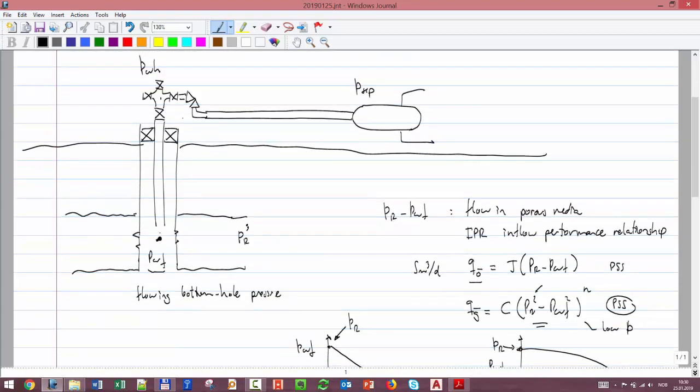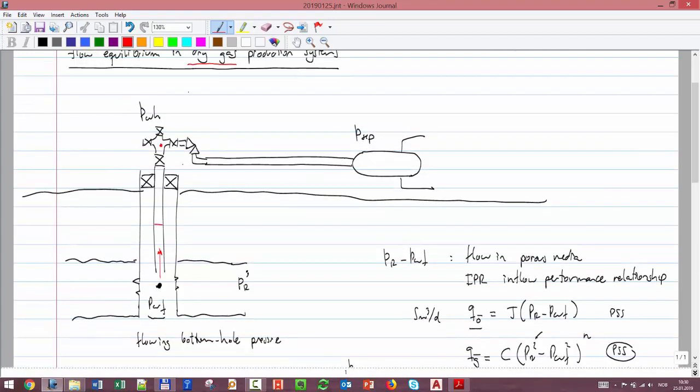Okay, now let's continue forward to see what we find. And we find one thing, right? We have flow now through a pipe, right? From bottom hole all the way, we can actually make it any place, but let's go all the way to the wellhead. So that's the wellhead pressure, what I have here.